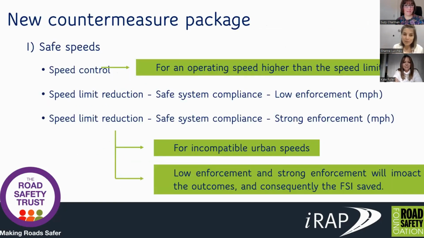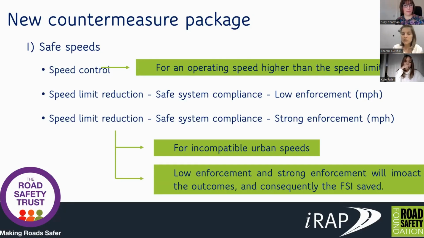Well, let me now run through all the new countermeasures that we will be able to find in the new SHRIP. The first package of solutions relates to safe speeds. We start with speed control. The speed control countermeasure is recommended when drivers continuously disrespect the speed limit. They can be implemented as vehicle active signs or speed cameras and have educational or punitive purpose. The countermeasures will be triggered near schools or crossing points when the speed limit is adequate for urban areas, but operating speed is above the speed limit.